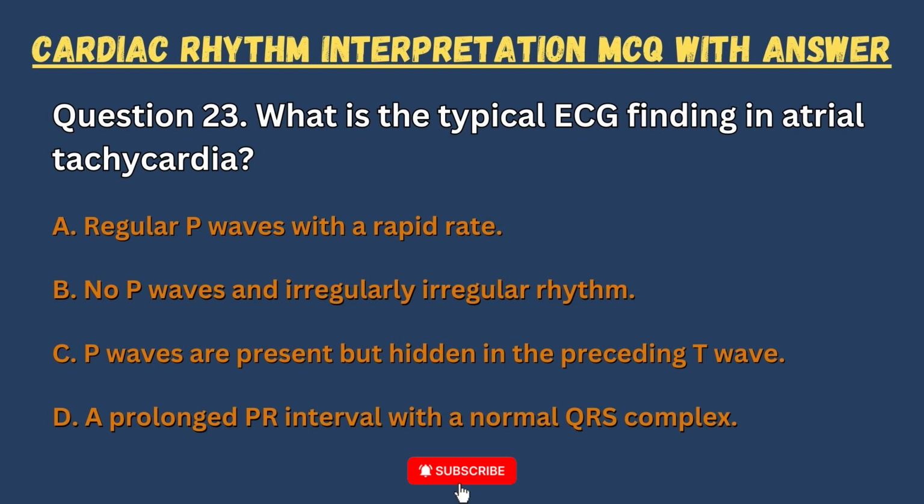What is the typical ECG finding in atrial tachycardia? A. Regular P waves with a rapid rate. B. No P waves and irregularly irregular rhythm. C. P waves are present but hidden in the preceding T wave. D. A prolonged PR interval with a normal QRS complex.